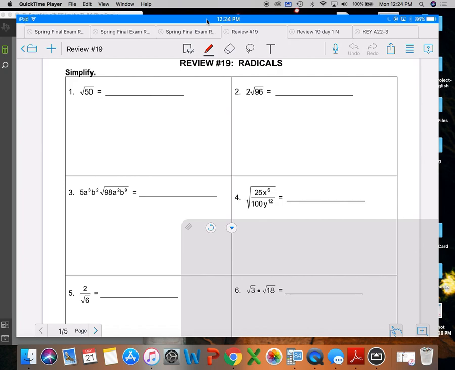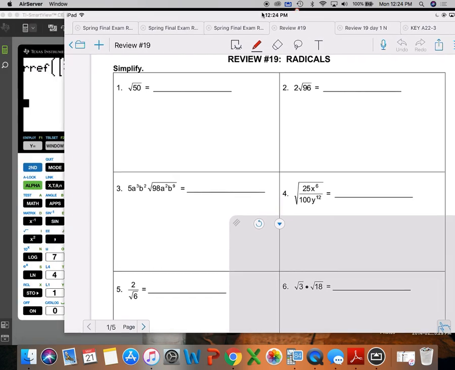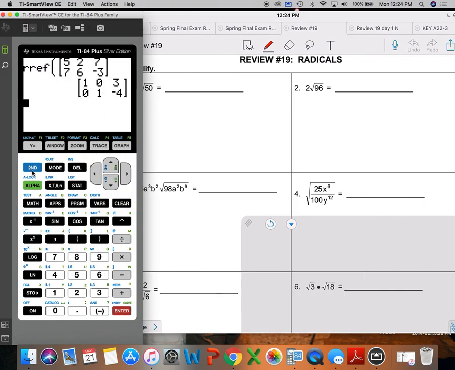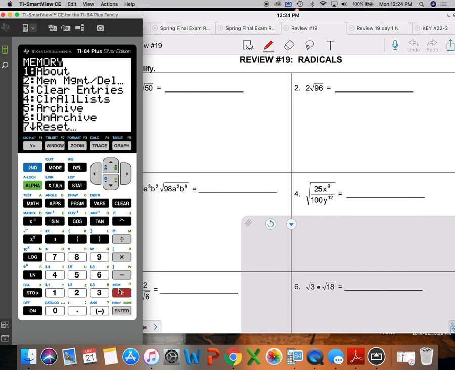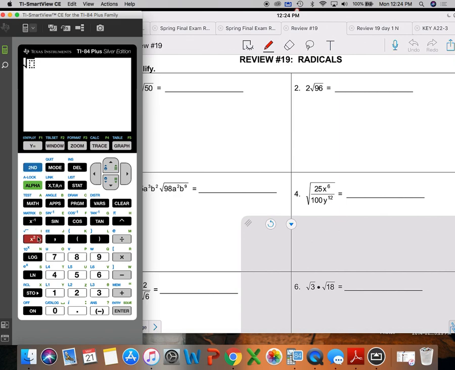This video covers review 19 over simplifying radicals. Now, all of these problems on the review, I would recommend typing into the calculator beforehand. So problem 1, I would type in the square root of 50, and I see that it doesn't work nicely, so I need to work it by hand.